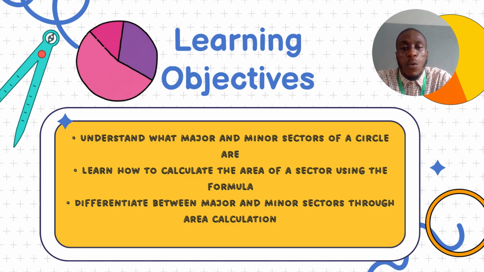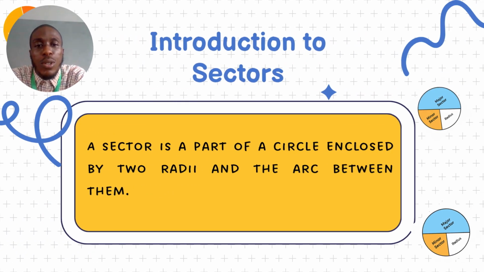Now let's move deeper into the introduction. What is a sector? Just as I told you in our first speech, a sector is a part of a circle enclosed by two radii and the arc between them. So you have two radii combined with the arc, the curved part of the circumference, to form a sector. Now let's move into visualizing the major sector and the minor sector.